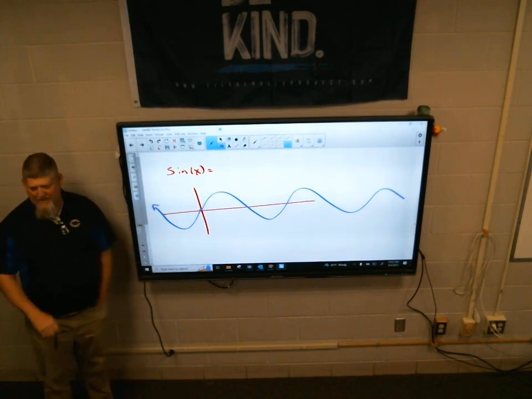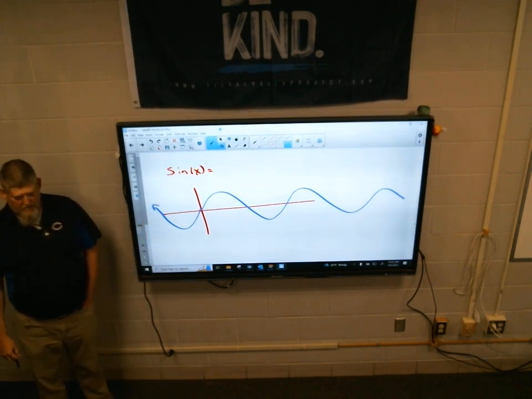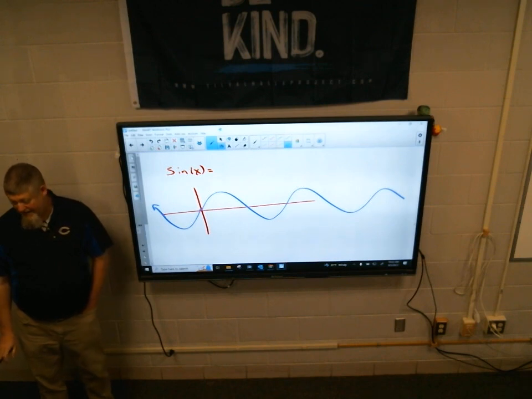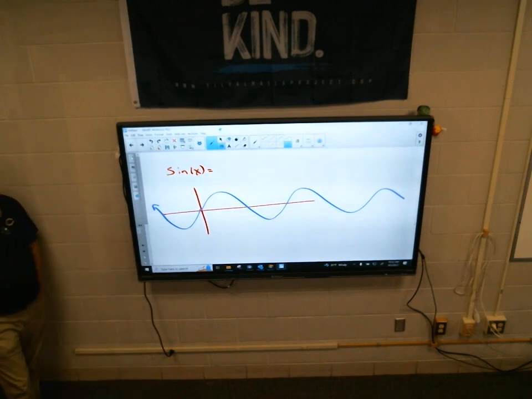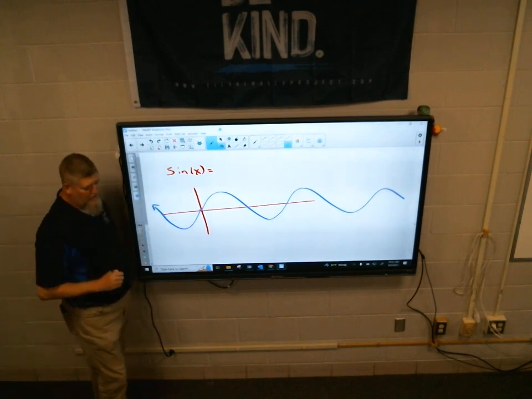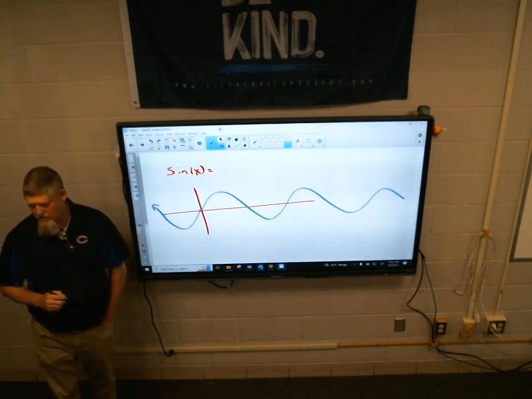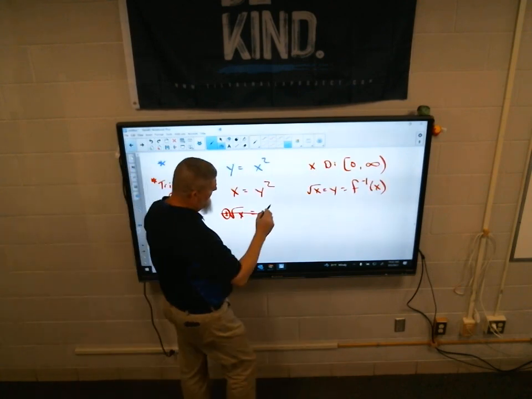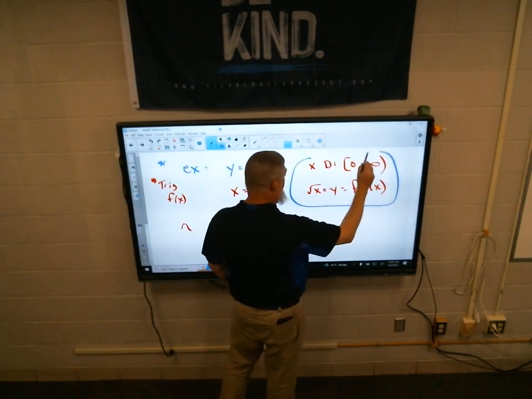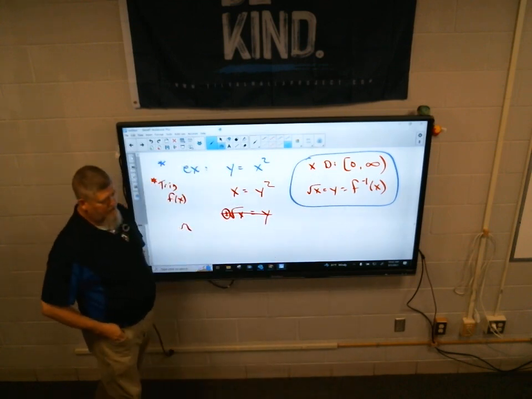Okay? Does that pass the horizontal line test? No. So it really doesn't have an inverse unless I limit the domain. Okay? So we'll come back to that when we get to trig here in 6 weeks or so. So for right now, just know, if I limit that domain, I can actually have an inverse, even if it's not 1-to-1.